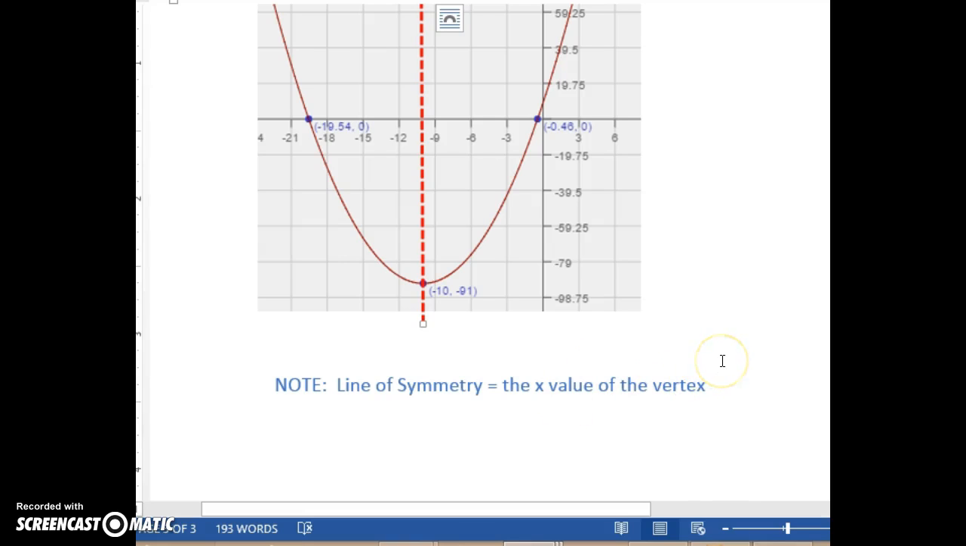So hopefully you have a better understanding now of how the pieces all fit together, and you're able to graph and solve quadratic functions or equations. And be sure to let me know if you have any other questions. I hope this helped. Good luck.